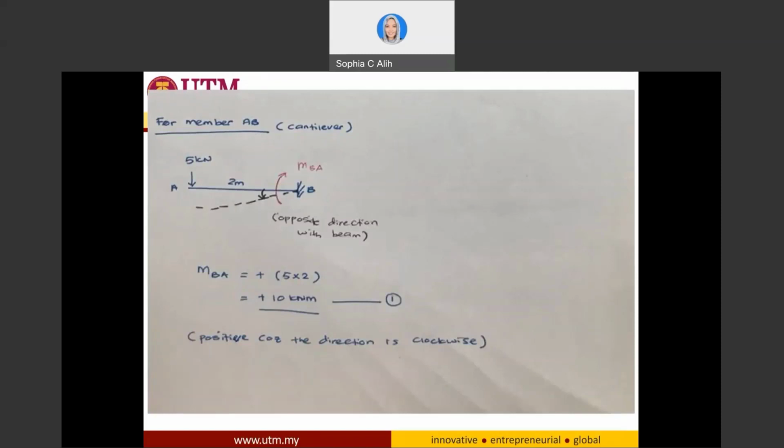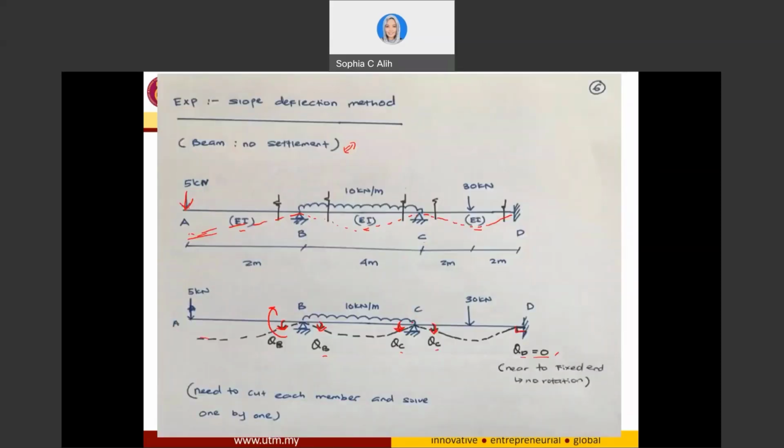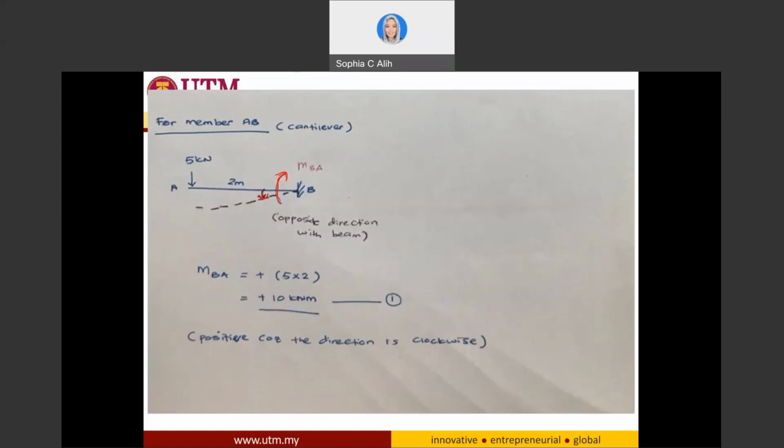So for member AB, for the cantilever, if I have for this cantilever over here and the deflection is counterclockwise, so I will have MBA to be in the clockwise direction. Okay, that I have already said to you here. Since this is counterclockwise, this moment tries to push it back to the original position, so I will have the clockwise direction. So due to this clockwise direction, I can easily calculate it. So MBA is going to be positive because this is the clockwise direction.